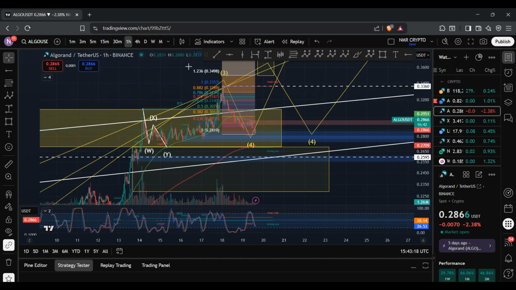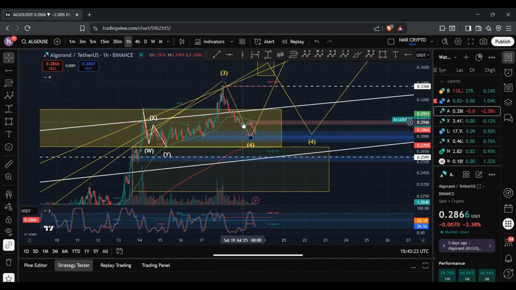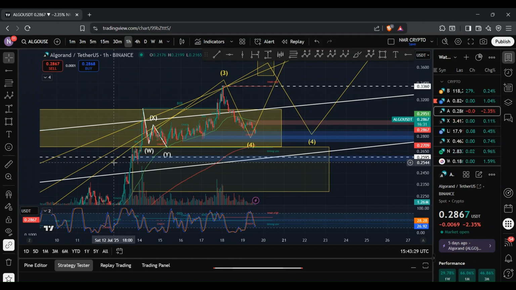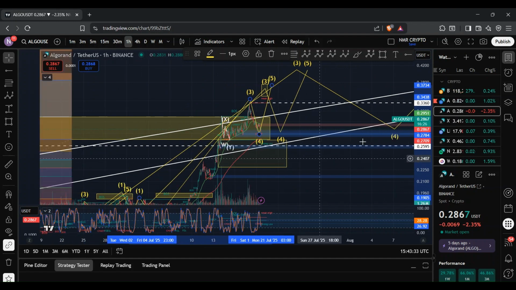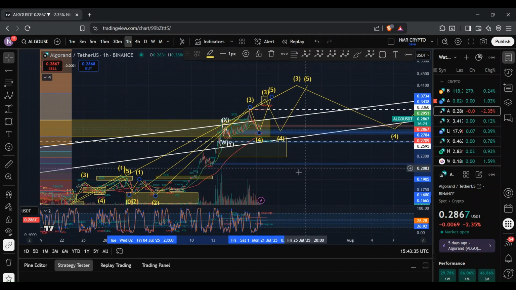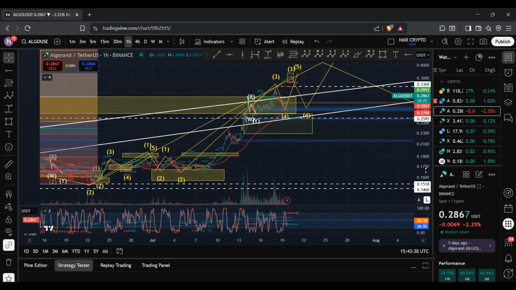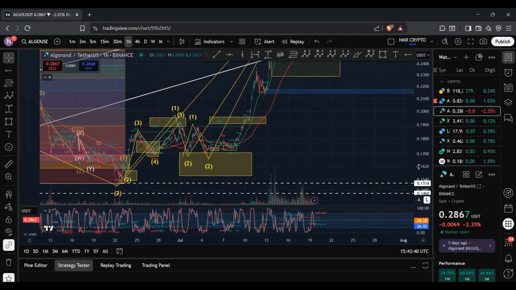And so before I go on the 5-minute chart, what I'll do is set the target for the wave 4, which will typically retrace anywhere between 23.6% to 50% of the wave 3. So if I just select this and zoom in slightly.